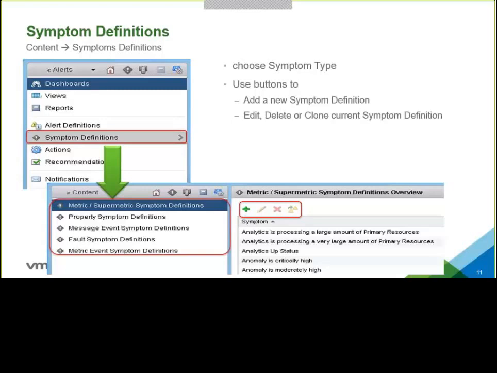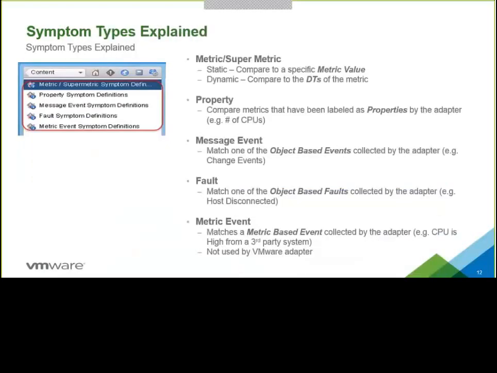We will probably try and do a demo to see if we can create some of these when we go through the demo section. Again, as I mentioned before, you have metric, supermetric, property, message events, faults, and metric events. They all can be used to create symptoms.